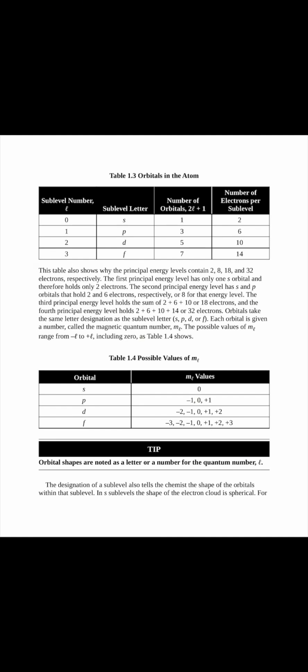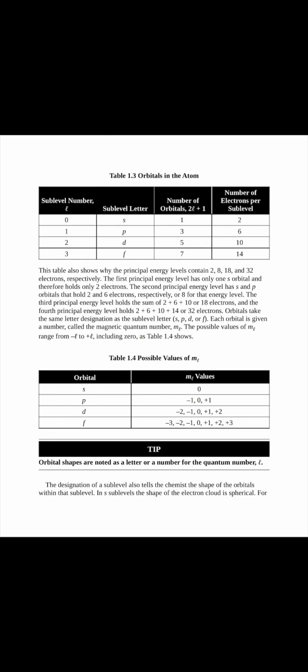For the s orbital, m sub L equals 0. For the p orbital, m sub L can be negative 1, 0, or positive 1. For the d orbital, m sub L can be negative 2, negative 1, 0, positive 1, or positive 2. For the f orbital, m sub L can be negative 3, negative 2, negative 1, 0, positive 1, positive 2, or positive 3.